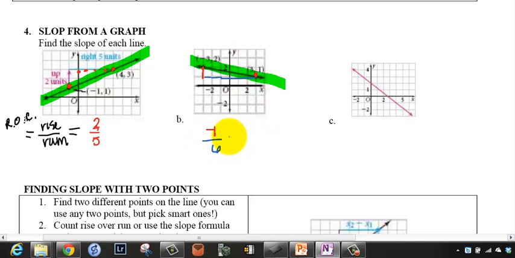So our rate of change, or slope for this one, is going to be 1 over 6, negative 1 over 6. So again, that's going to be our slope. We can write slope or we can write rate of change, just getting familiar with the terms.